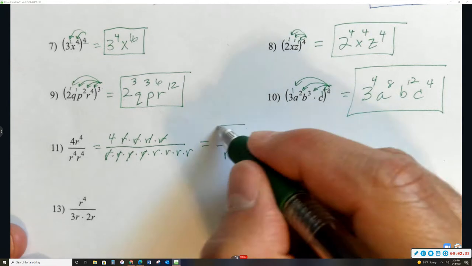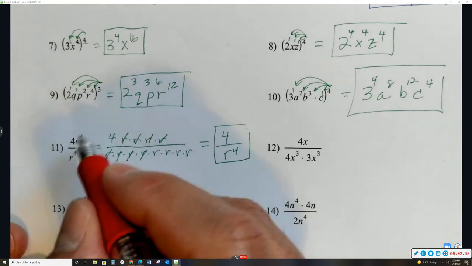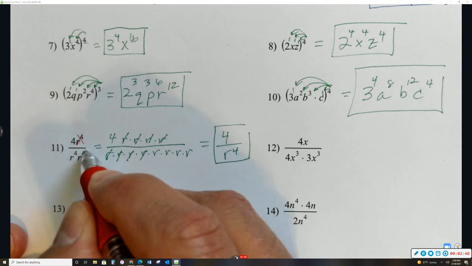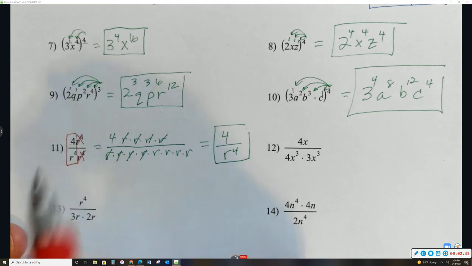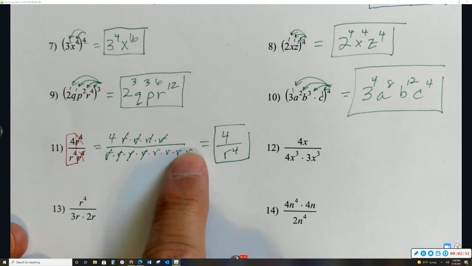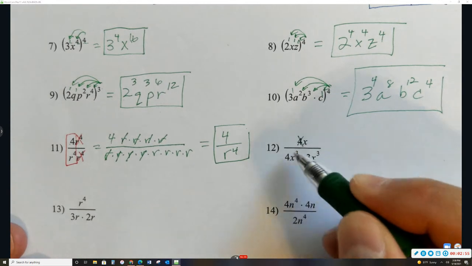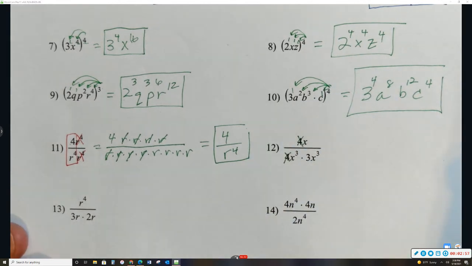Now some students probably saw that from the beginning. You could have said, hey, look, that r4 is going to cancel with that r4, and that's what we're left with. Which if you saw that, great. You could have skipped everything I did. Okay, but you could also expand it this way. So like this one, you should say, hey, there's a 4 up top, 4 on the bottom, those cancel.